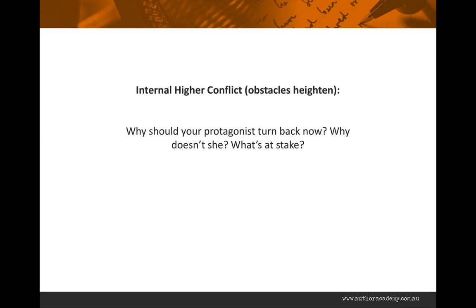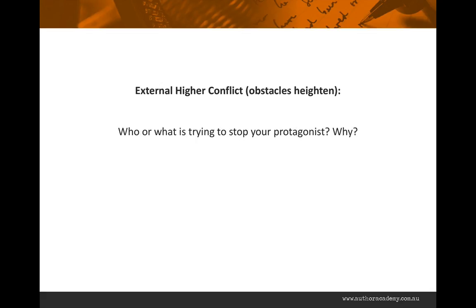The internal higher conflict, which is where your obstacle heightens. Okay, so why should your protagonist turn back now? Why doesn't she? What's at stake? Okay, and then the external high conflict, again, the obstacle heightens. So who or what is trying to stop your protagonist and why?